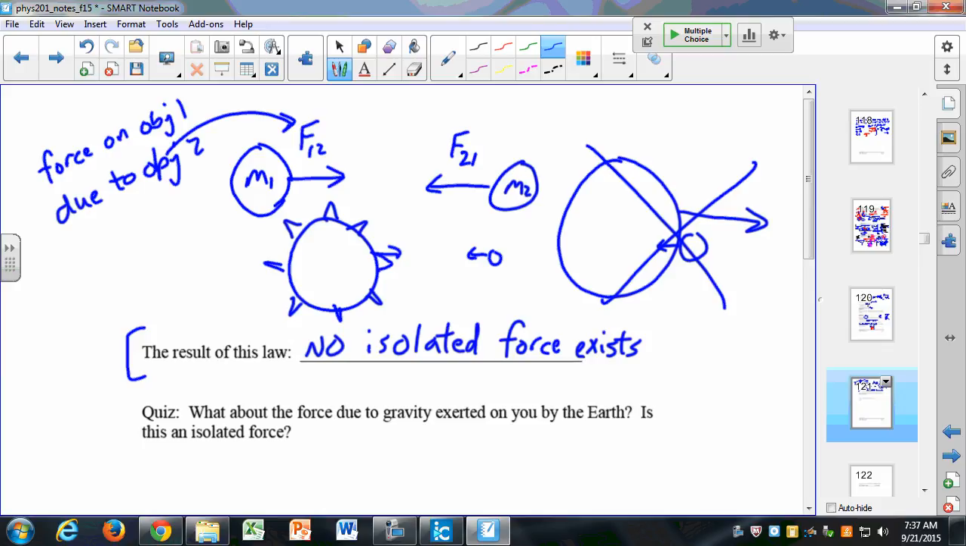And this whole idea, these gravitational forces, and the fact that they're equal, that's what goes into Kepler's laws. If you ever take astronomy, you'll get into Kepler's laws.